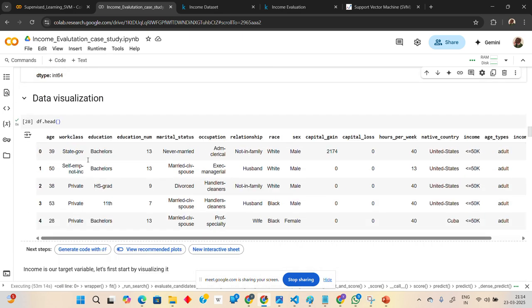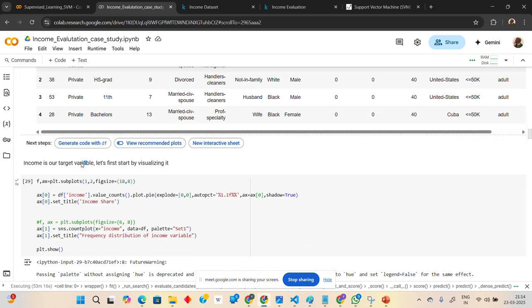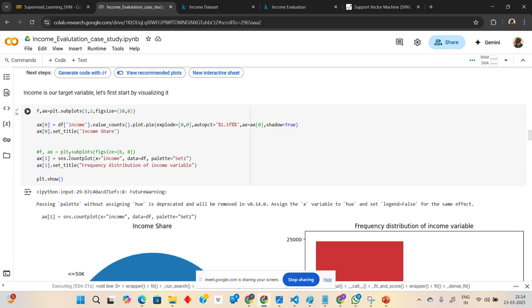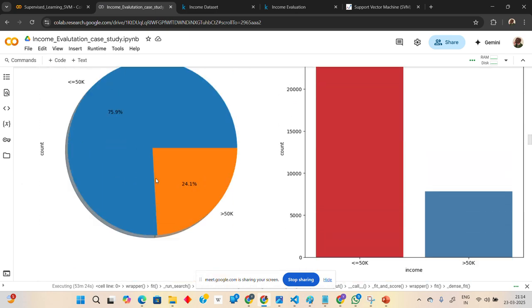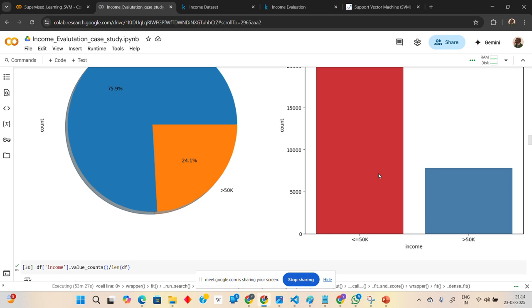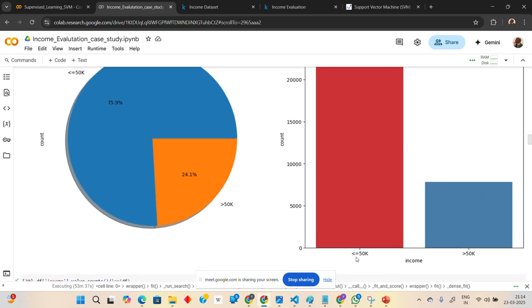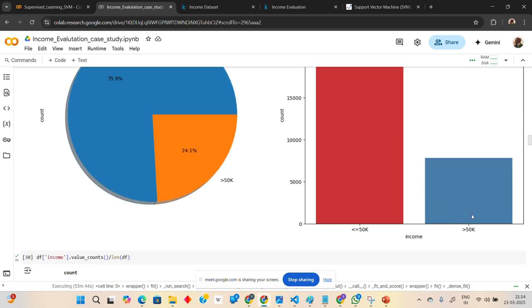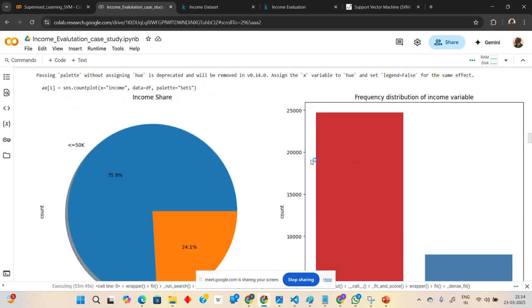Next, going down, we can see data visualization is there. So we use Matplotlib and Seaborn here. I just plotted the income share and frequency distribution of income here. We can see people with less than 50K, and people with greater than 50K. You can see that very few people are earning more than 50K according to the dataset. All remaining come under this group.